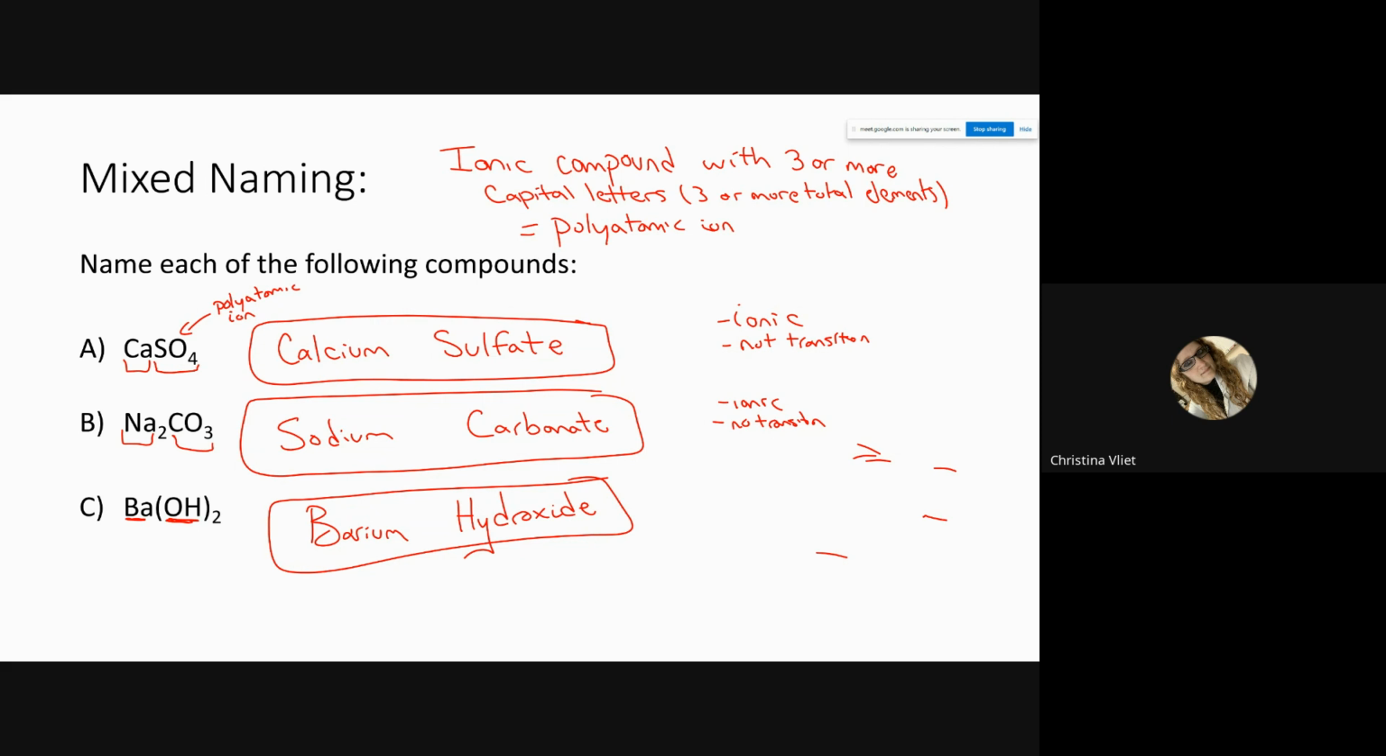And then next class, you'll get practice with polyatomic ions. Your homework for the weekend is to start writing out flashcards for your polyatomic ions so that you memorize those. Work on memorizing your polyatomic ions.